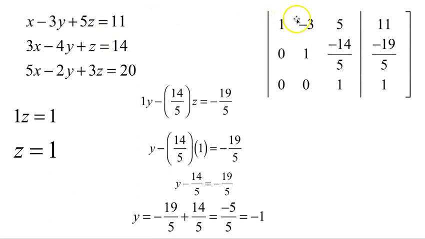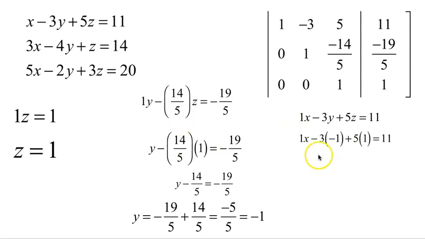Now we go all the way back to the top, which is 1x minus 3y plus 5z is 11. We know y is negative 1. We know z is positive 1. So it'll give me x plus 3 plus 5 equals 11. X plus 8 is 11, which gives me, of course, that x equals 3.